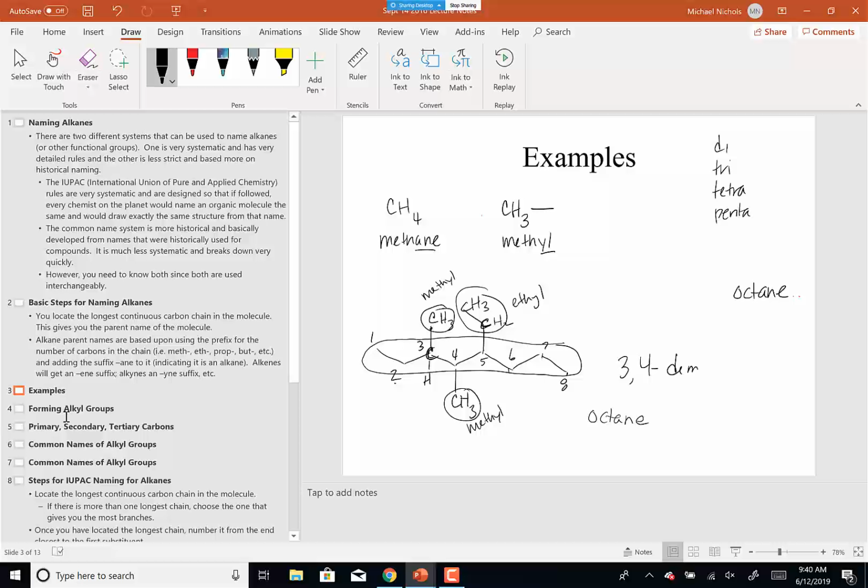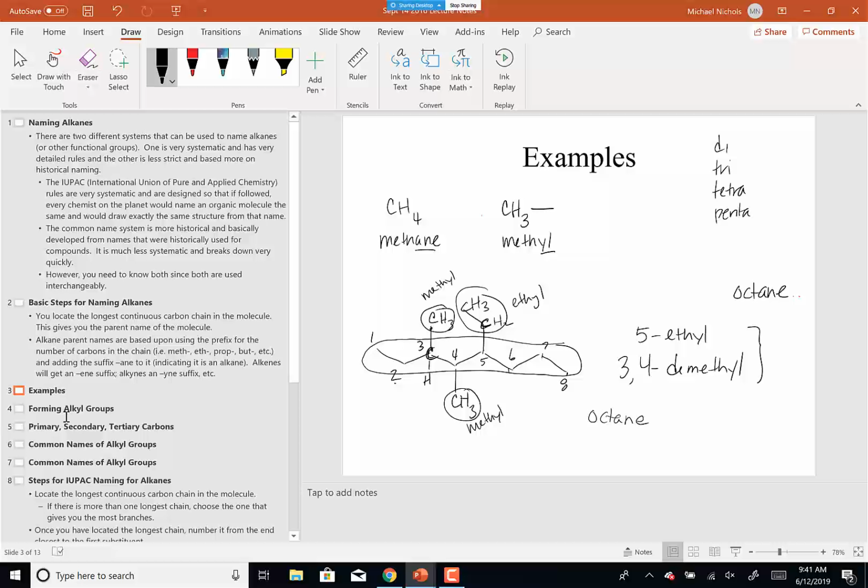3,4-dimethyl is the first set of groups. And then what's next? A 5-ethyl. So if you want to, you can create the list of the groups and the numbers. Now, when I put that in front of the octane, I'm going to create an alphabetized list. So we're going to talk about alphabetization here. What's alphabetized and what's not?